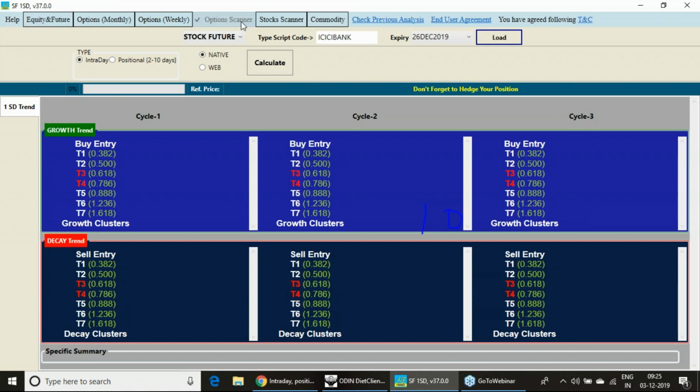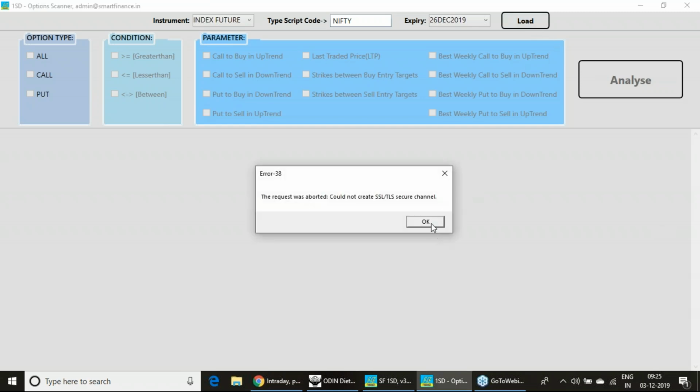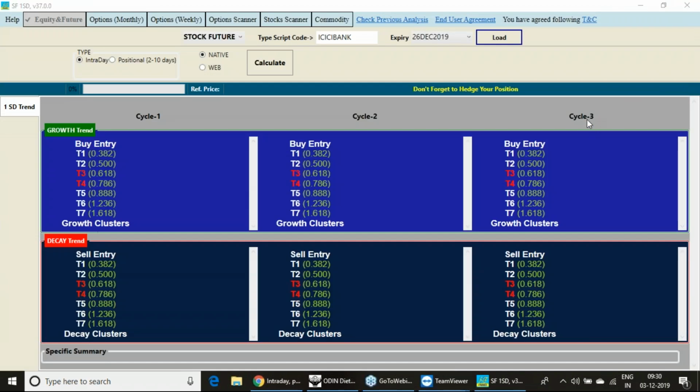We have an option scanner which will guide you on which strikes are best suitable to trade. When I say which strikes are best suitable for trading, that suggests, if I'm going for index future, Bank Nifty, 9:30 onwards it will start for this particular software.